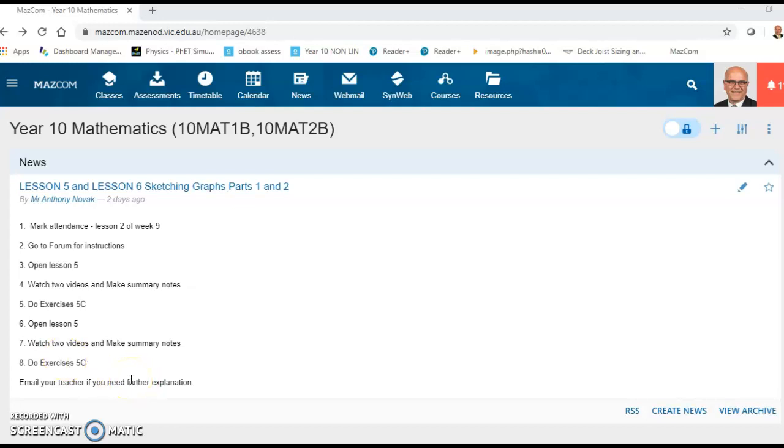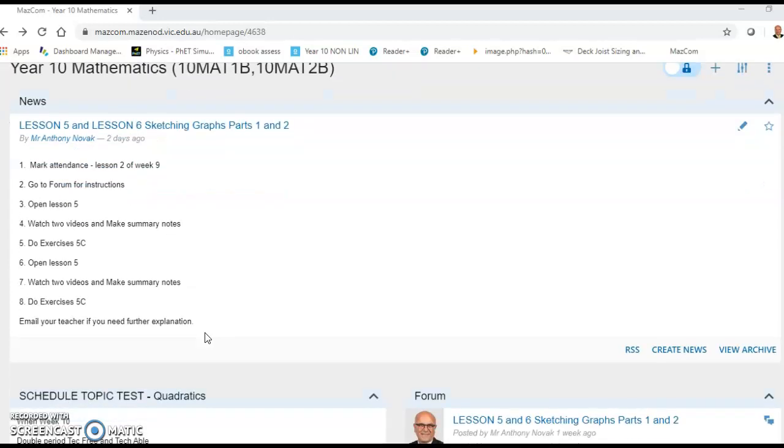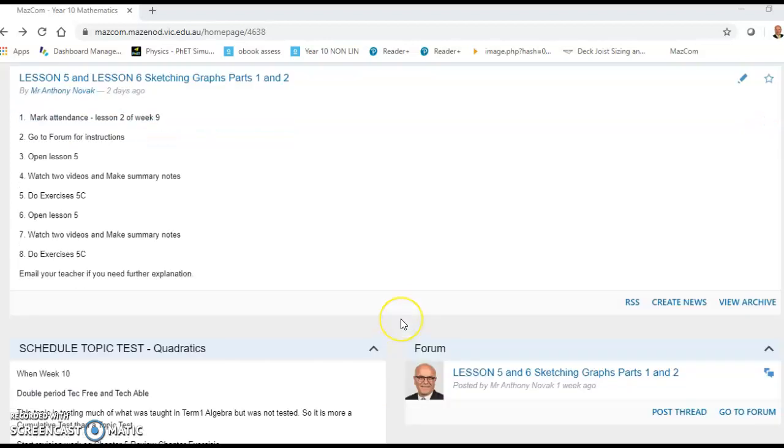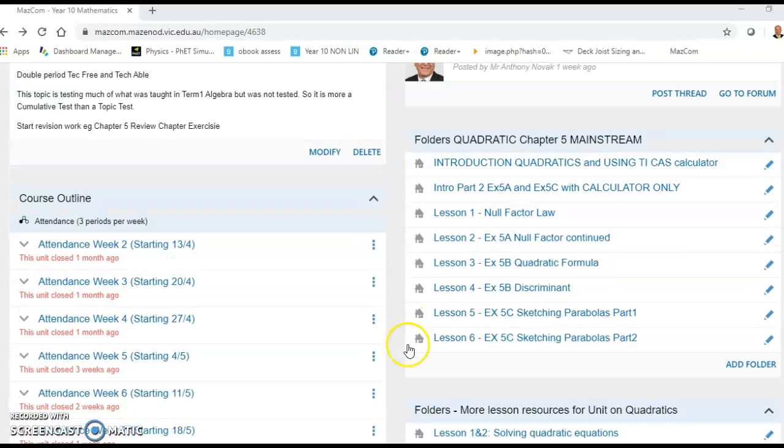So today we're doing lessons 5 and 6. We have the double, quite appropriately put together, and we're sketching graphs. So attendance is lesson 2 of this week. You're listening to this forum instructions. So we'll do lesson 5, some exercise out of 5C, lesson 6, and more exercise out of 5C.